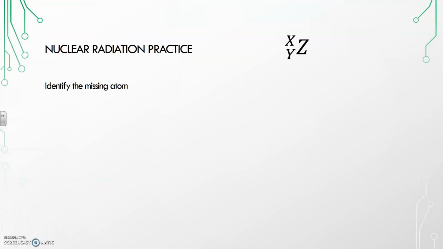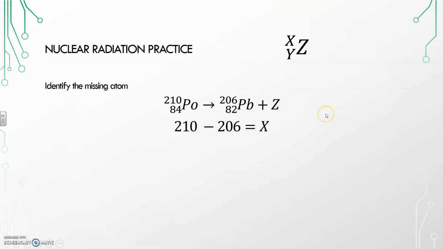Final example here. Find the missing atom. We have polonium-210, so it's 210 over 84 Po, yields 206 over 82 Pb, lead, plus our unknown. We just have one thing on the left side of this equation now. So it's 210 equals 206 plus our x. You go ahead and solve for x, and x is 4.